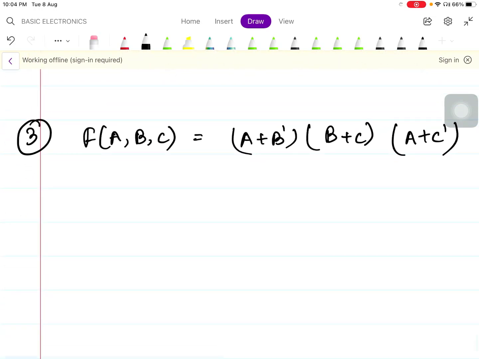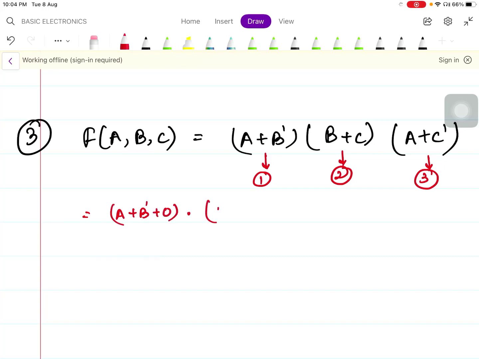Now this has to be converted into canonical form, and this is product of sum form. So it should remain in the product of sum form itself. You do not have to convert it into sum of product by opening the brackets. So as you can see, there are three terms, that is first term, second term, and the third term. In the first term, C variable is missing. So I hope that we can write it as A plus B bar plus 0 dot. In the second term, A is missing. So 0 plus B plus C dot A plus 0 plus C bar.